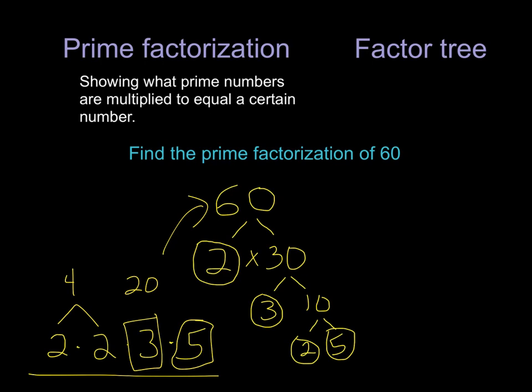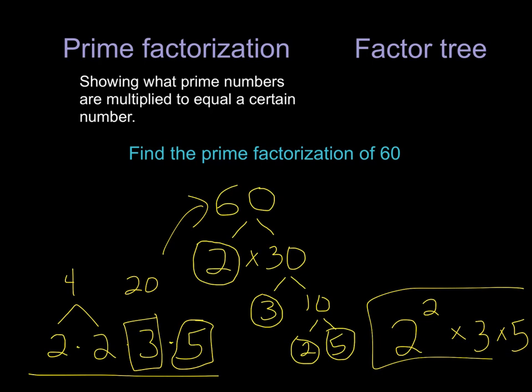Now another way I could write that out, since there are two 2's, I could write it 2 squared times 3 times 5. Okay, so either one of those ways would be the right way to do the prime factorization for 60.